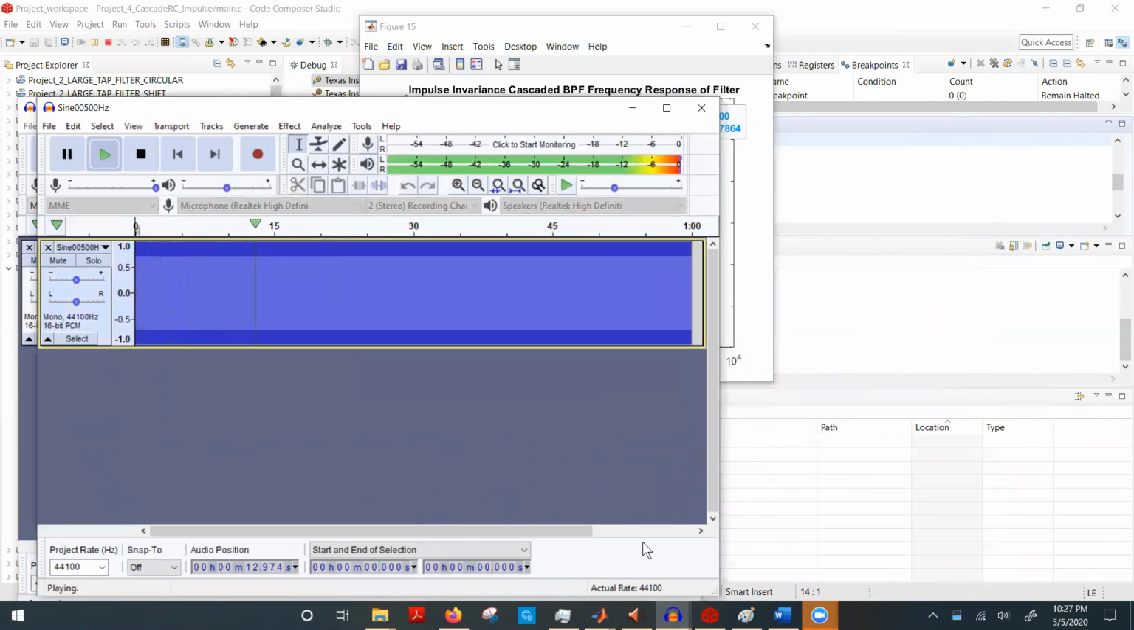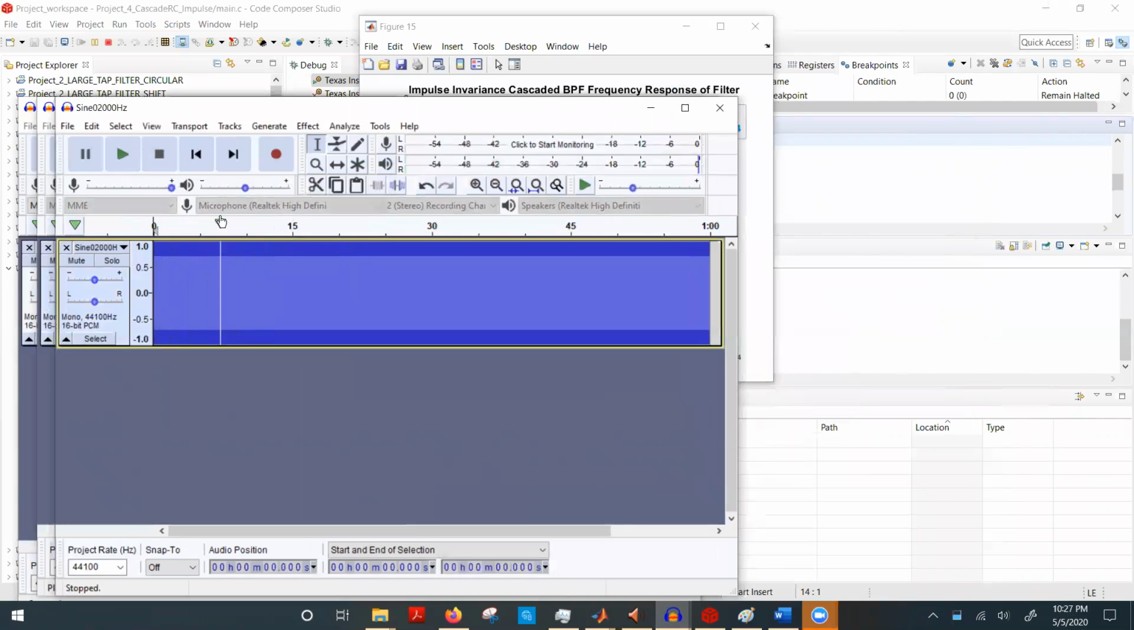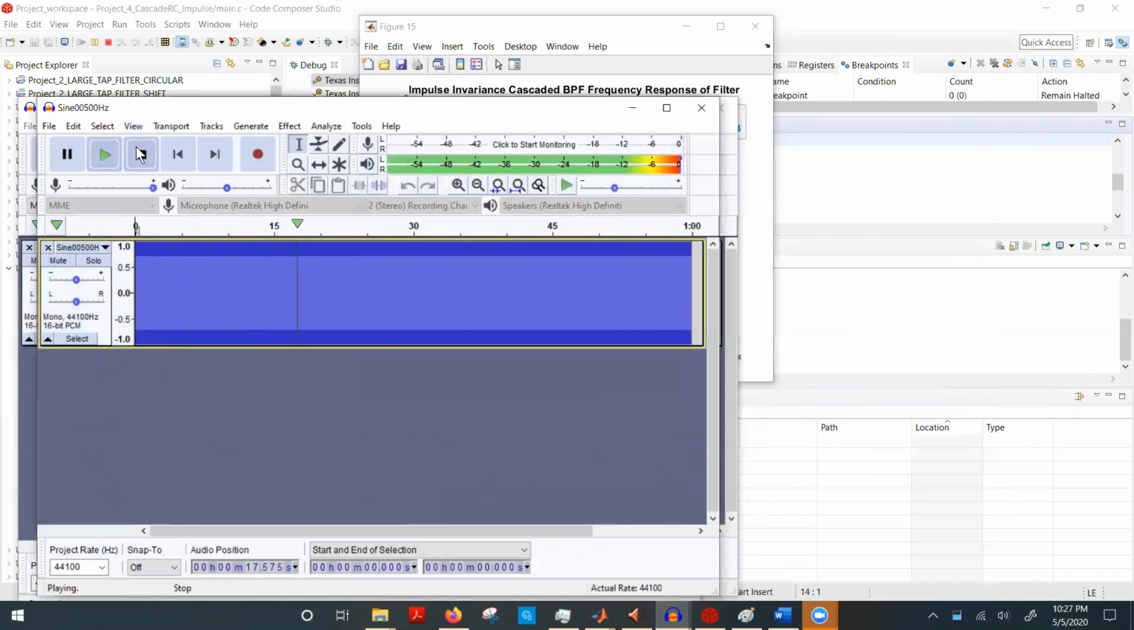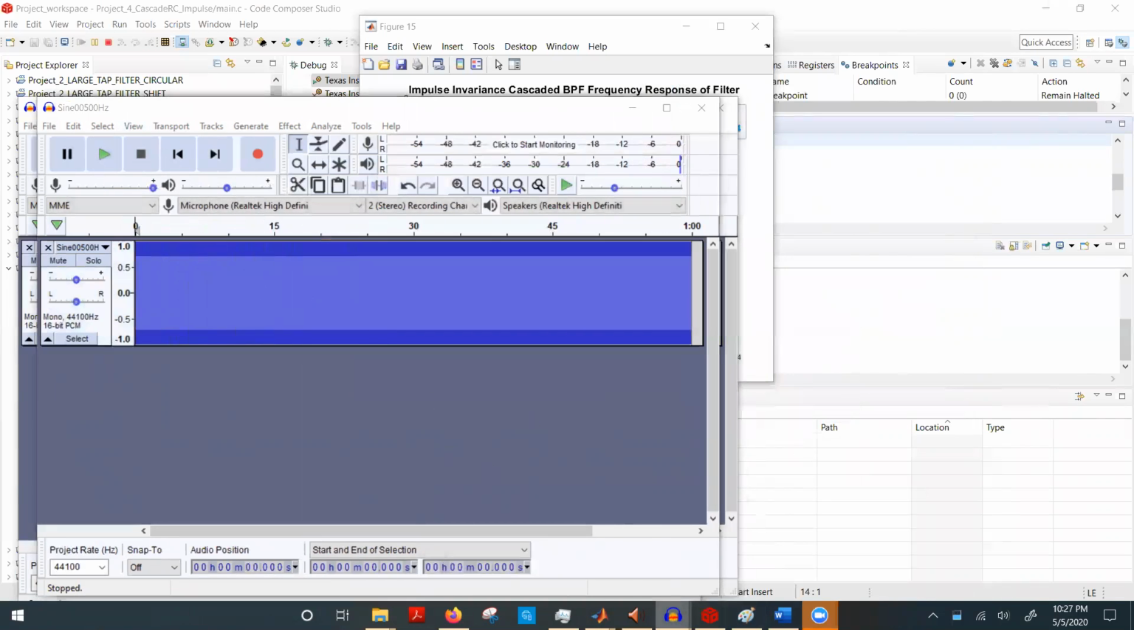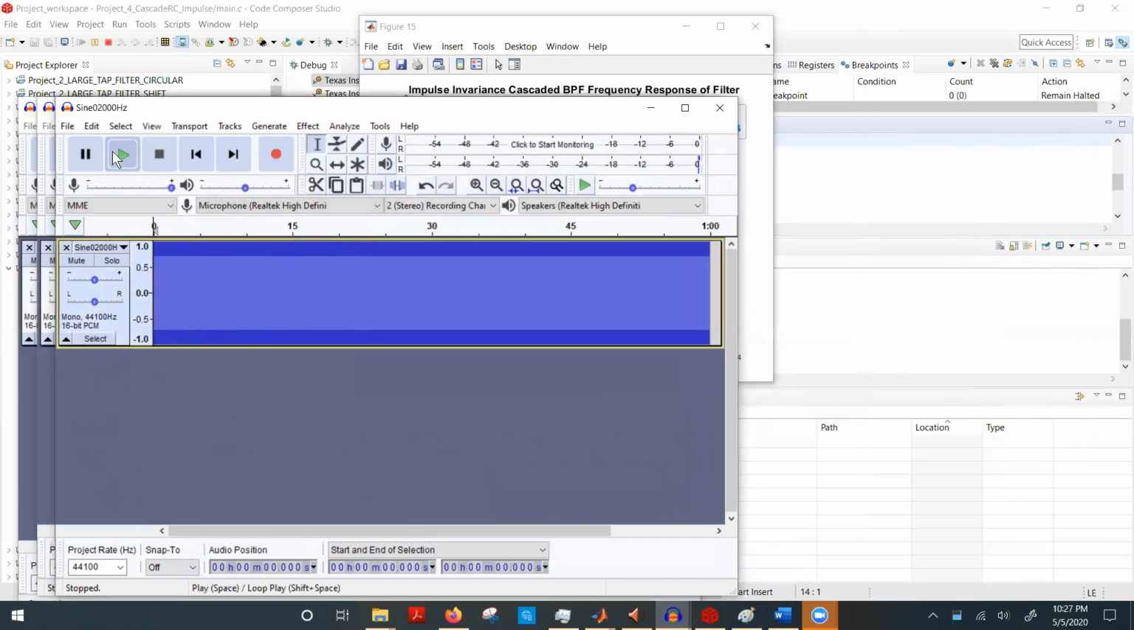What's in the bandpass filter is going to be this 2,000 hertz signal. Let me stop this one and open this one with the 2,000 hertz. Now this one comes out clearly, or at least more clear, because it's not attenuated as much, since it's in the pass band.